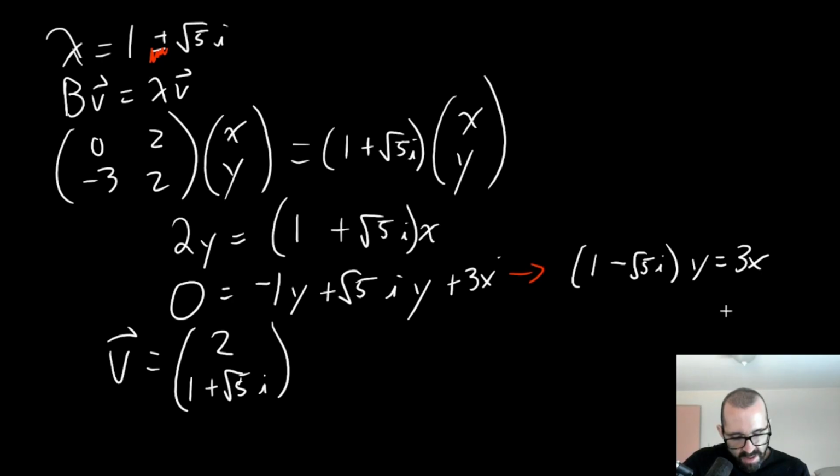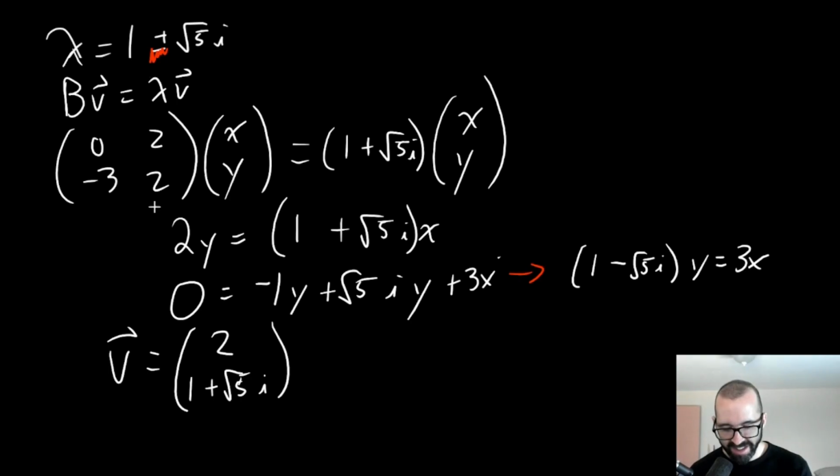Because these should be redundant. This vector should satisfy both equations. And I think it does. Right? If x is 2, we get 6. And if y is this, that's the conjugate. We get 1 minus 5i squared, which is 1 plus 5, which is 6. Okay, they are redundant. It's just hard to see.